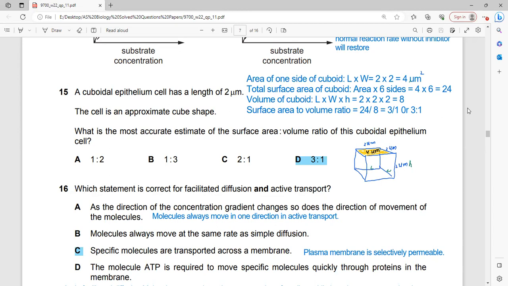Now we find the ratio of the surface area to the volume. So 24 over 8 produces 3:1. So option D is our correct option here. We don't need the unit here because in a ratio the units cancel out, so we are not using a unit with that.